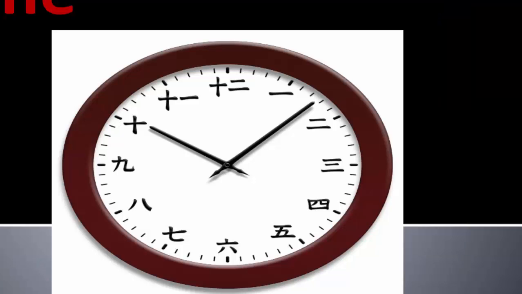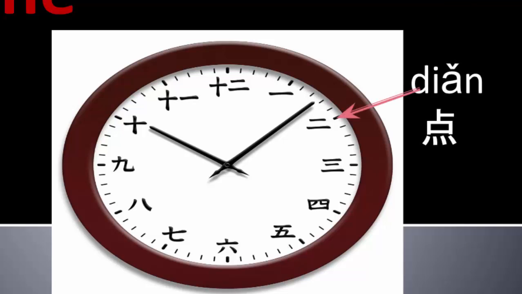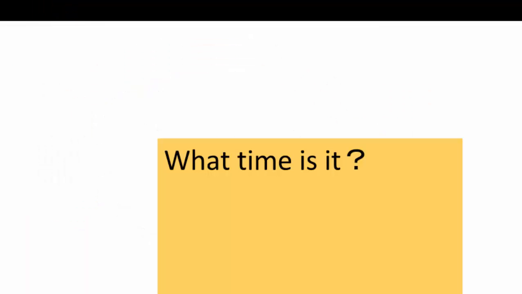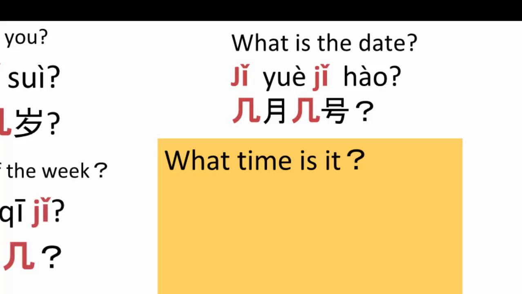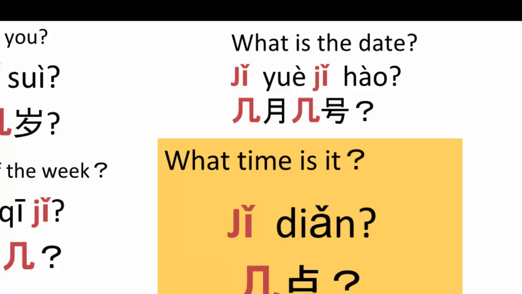Telling time in Chinese. The first word you should know is hours, and the word for hour is dian. The word dian means dot, and so each major dot on the clock is an hour. So when we ask what time is it, we use ji, how many, and we're going to ask how many dots. We've seen ji before when we ask how old are you, ni ji sui, or when we ask what's the date, ji yue ji hao, how many moons, how many days, or when we ask what day of the week, xing qi ji, day of the week, how many. When we say what time is it, we say ji dian, how many dots.